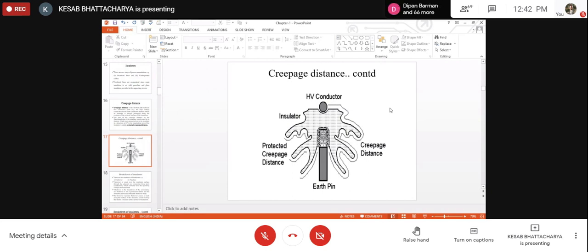Correct. And also, it is not necessary that when there is rain, the direction of wind will be such that water drops fall on the outer surface of the insulator in the vertically downward direction. I mean, it may so happen that they do not fall parallel to the axis of this insulator.